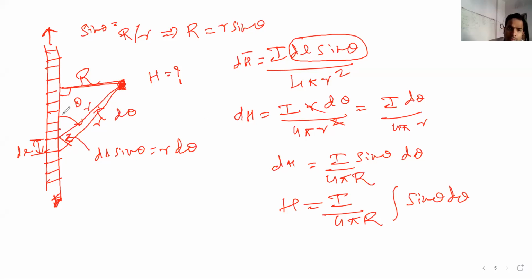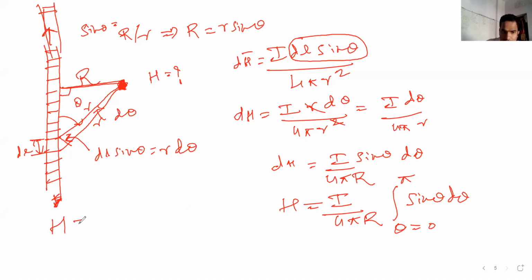Can anyone tell me what range theta will follow if I take all the current elements? 0 to 2 pi? No. See, I am taking a point here. My current elements are distributed like this, one above the other, like a stack. So theta will vary from where? If I take the topmost current element here, from 0 to pi. Yes, theta will go from 0 to pi. Now integrate this.